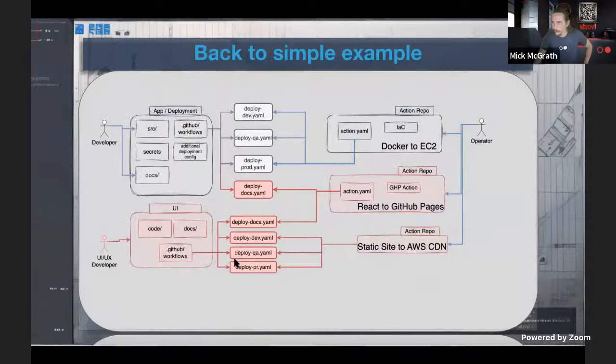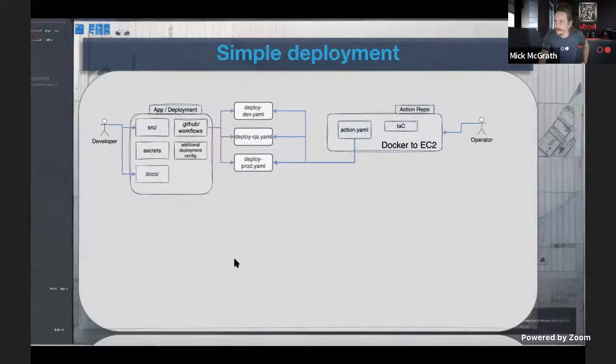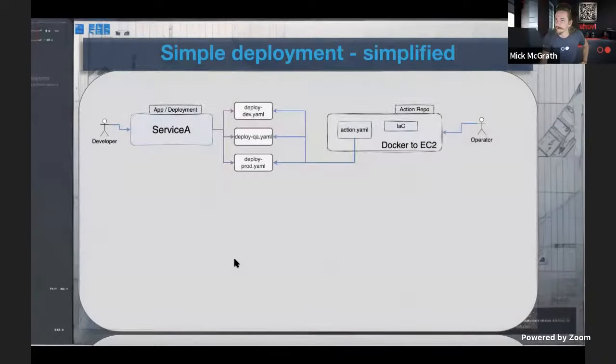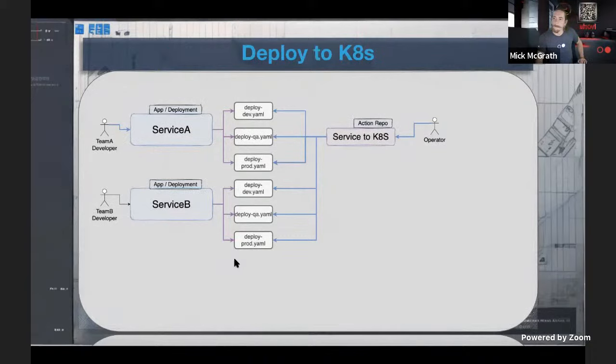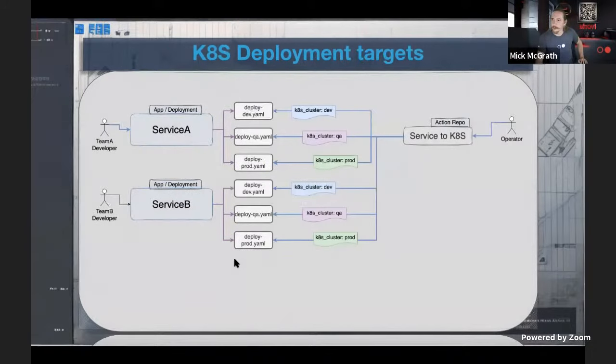Okay. Let's simplify things down a little bit. This is a simple deployment. We'll simplify it even further and say over on the left we have service A. It's got some deployment environments, and it's using a specific environment to do those deployments. What if we have another service? This makes it really easy. We have another service that does the same thing. They each get their own virtual machines and that kind of thing. It works really well for PR environments as well.